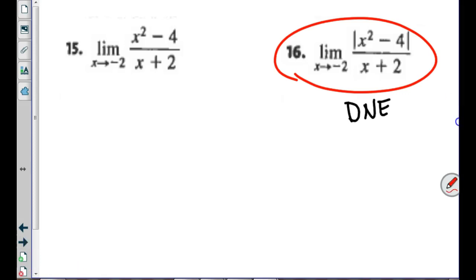I like that graph though. What was it doing? A V up here and a line down here or something? Cool.